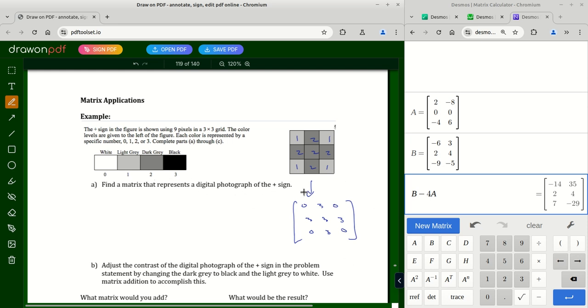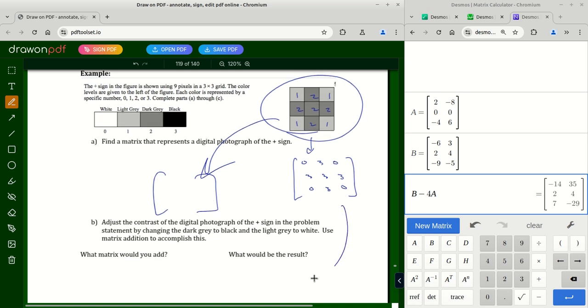So it says represent... there's your answer. It's right there. It says, what's the result going to be? And it's right there. We already did it.